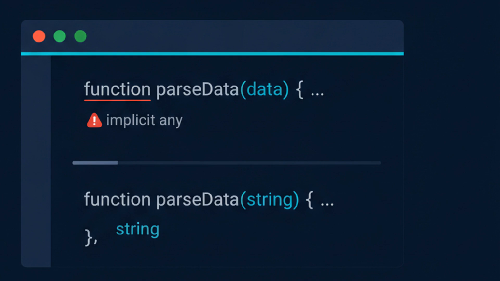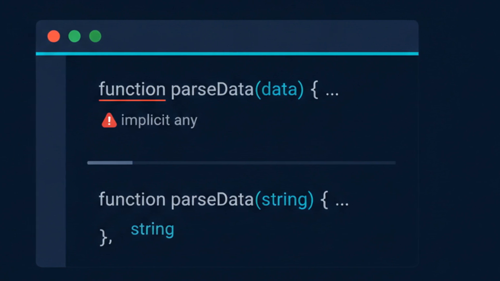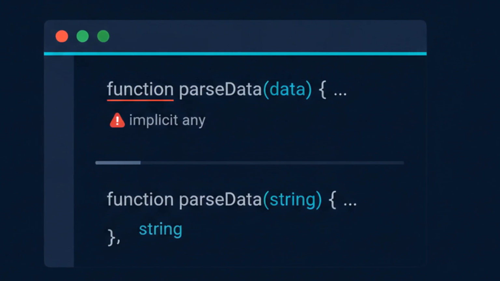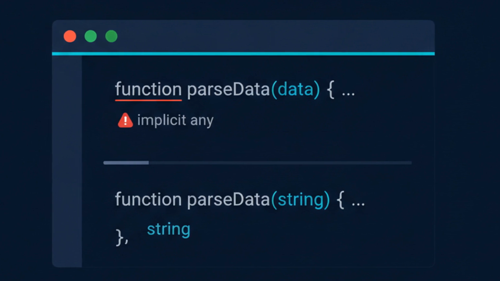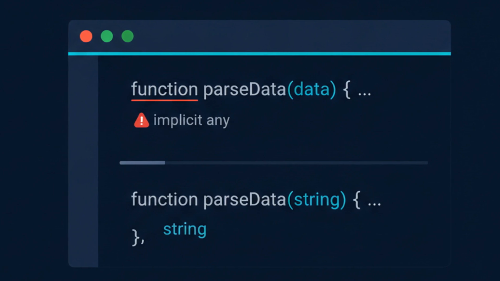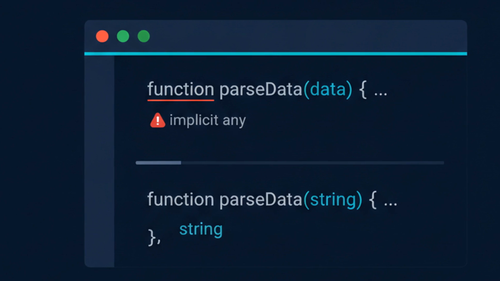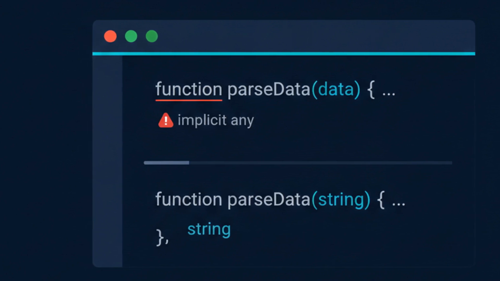noImplicitAny is the gateway drug of strict mode. It bans any from silently appearing, typically on unannotated function parameters or variables the compiler can't infer. The error forces you to either annotate the type or accept any explicitly and own that decision. This is the single biggest source of errors when migrating a legacy JavaScript codebase. But every one you fix is a piece of documentation the compiler can now enforce forever.